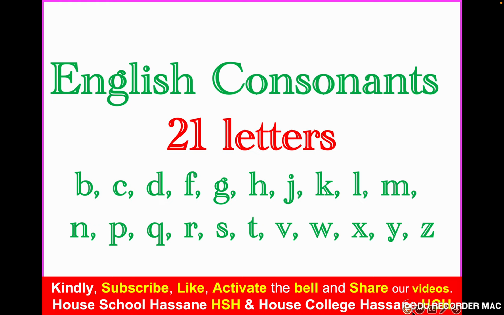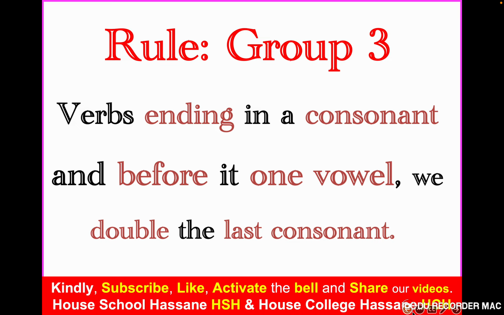Let's go to rule group 3. Verbs ending in a consonant. The consonants are B, C, D, etc., to Z. If we have a verb that ends with these letters, and before it there is one vowel, we double the last consonant. Let's see the first example.